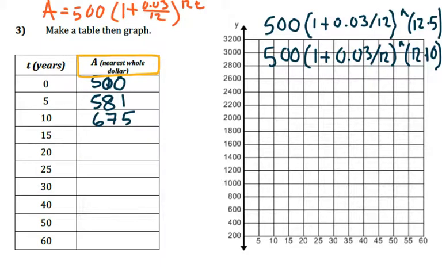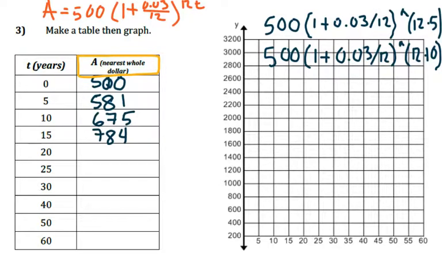And then we're going to continue this, substituting in 15, and then 20, and then 25, and then 30, and then 40, and 50, and 60. And so when we substitute in 15 and evaluate this formula, we end up with, rounding to the nearest dollar, $784.